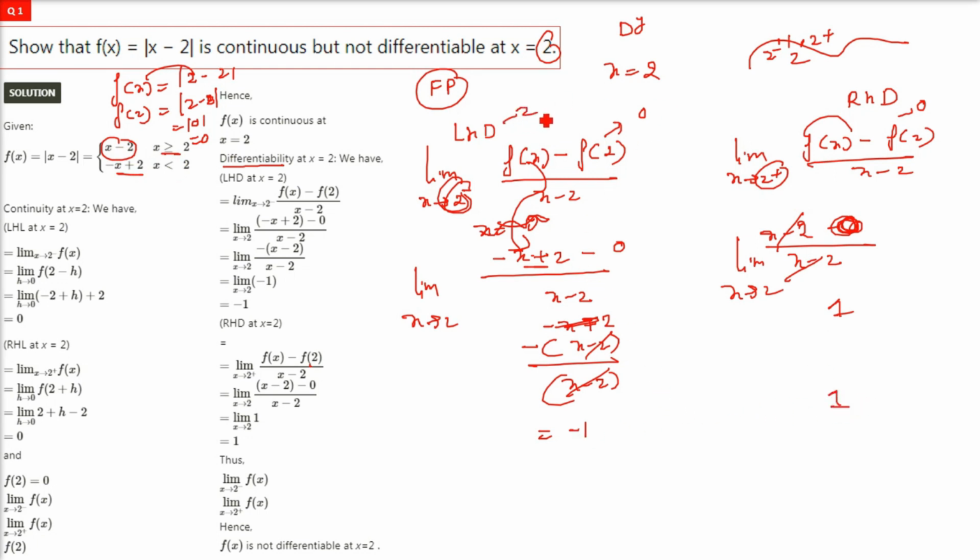That means you have an LHD and RHD, they both are not equal. When we put 2 minus h and 2 plus h, again you'll find that it will not be equal to 0. So since the left hand derivative and right hand derivative are not coming equal, the left hand limit and right hand limit were equal, they were 0. But the left hand derivative and right hand derivative are not equal, they are negative 1 and 1. So f(x) is not differentiable at x equals 2.